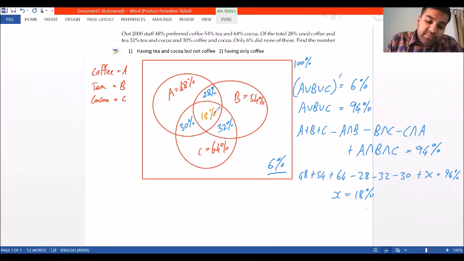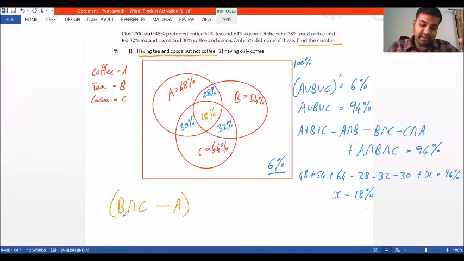Now the question is, find the number of people having tea and cocoa but not coffee. They should have tea and cocoa, but they should not consume coffee. It means B and C they should consume, they should not consume A. They are asking tea and cocoa but not coffee. B intersection C, but they should not consume coffee, minus A. B intersection C minus A is their question.